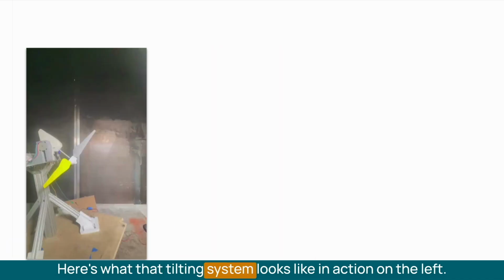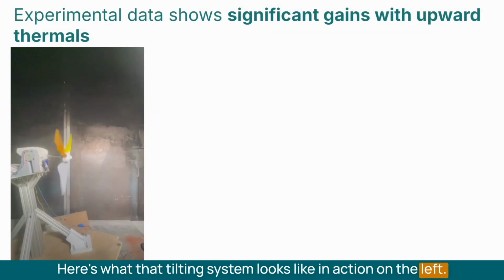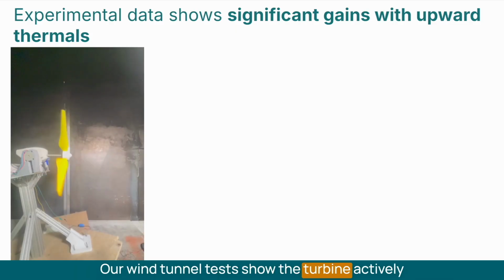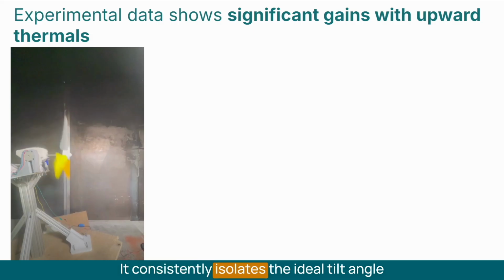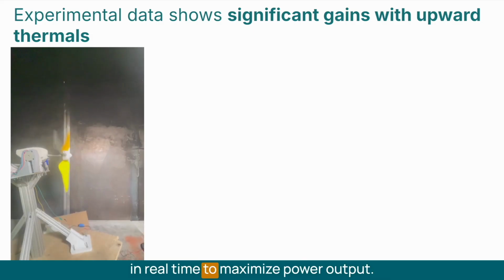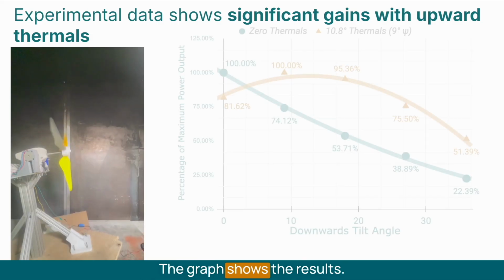Here's what that tilting system looks like in action. On the left, our wind tunnel tests show the turbine actively adjusting its tilt to match the optimal angle. It consistently isolates the ideal tilt angle in real time to maximize power output. The graph shows the results.